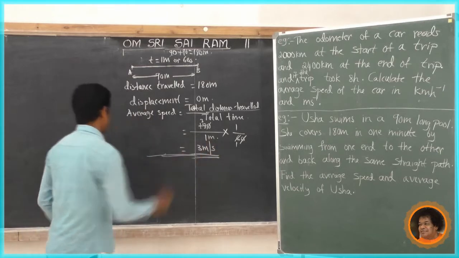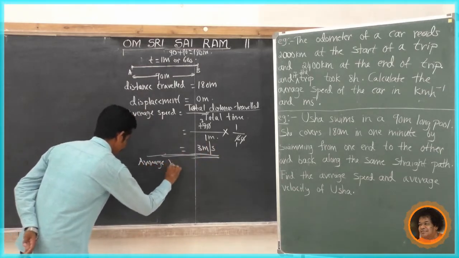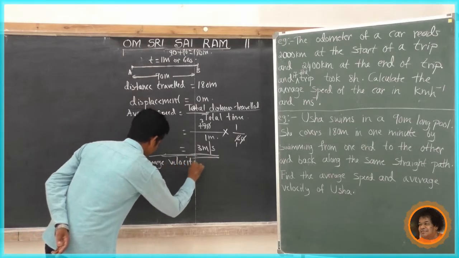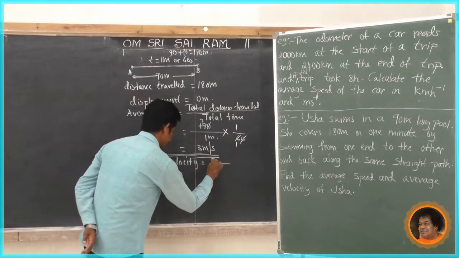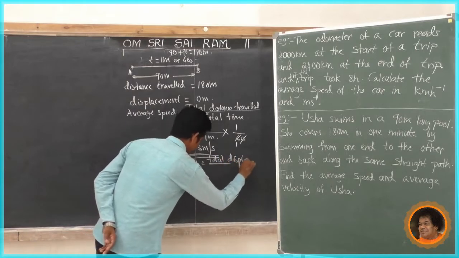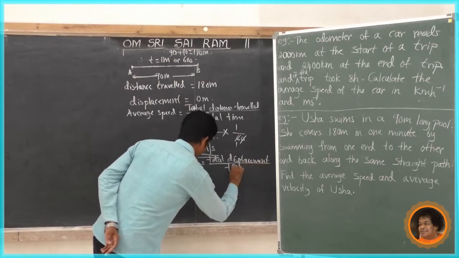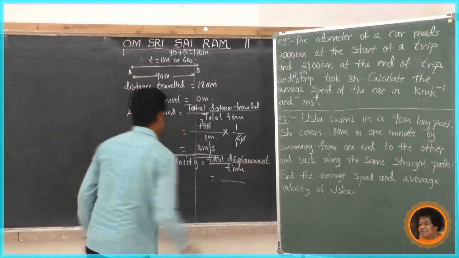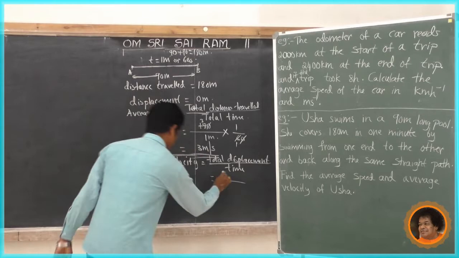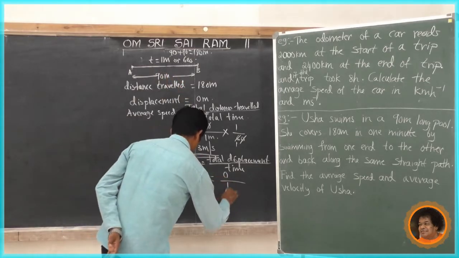Now this is average speed. Now find the average velocity. What is average velocity? Total displacement by time. What is total displacement? Total displacement is 0. So 0 by, what is the time? Time is 1 minute or 60 seconds.